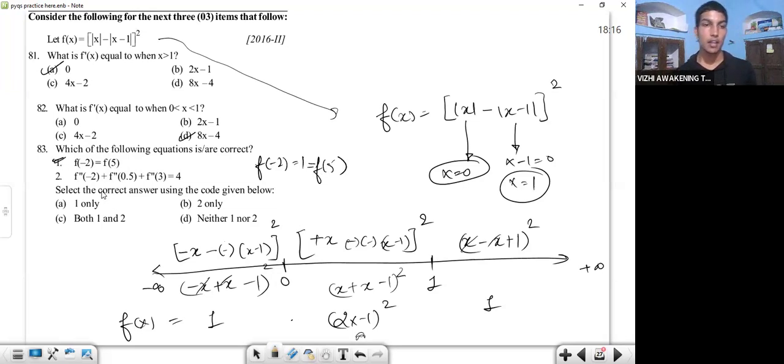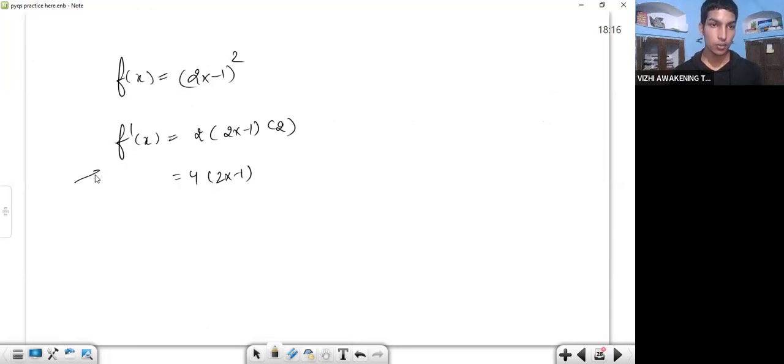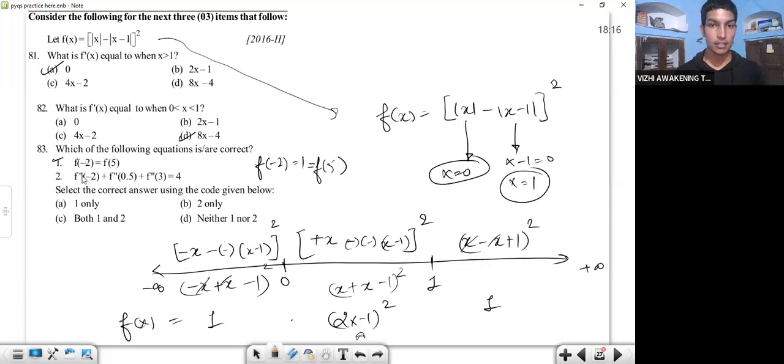For the second statement, f double dash of minus 2. We had already found that minus 2 is lying in the period from minus infinity to 0. So the function is already 1. So its derivative is 0, and its double derivative will also be 0.